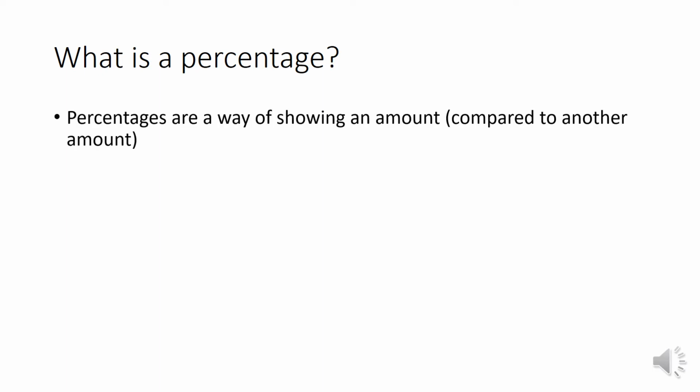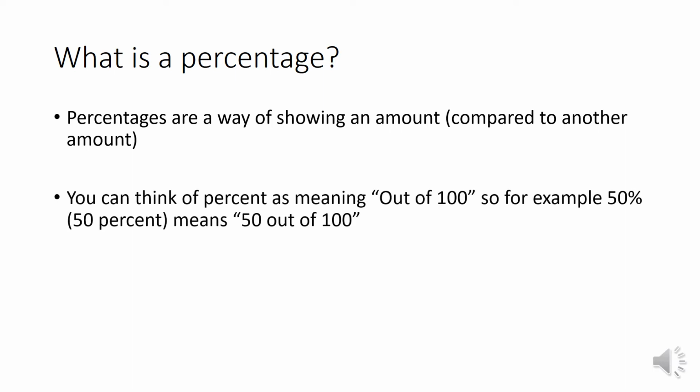So basically a percentage is a way of showing an amount compared to another amount. So we'll see this as an example later on in the lesson. So you can think of percent as just meaning out of 100. So 50% is 50 out of 100. 100% is 100 out of 100. So 100% is the full amount. If you have 100 out of 100 of something, you've got the full amount. So it's basically just a representation. If you had 100, the percentage tells you how many you would have.